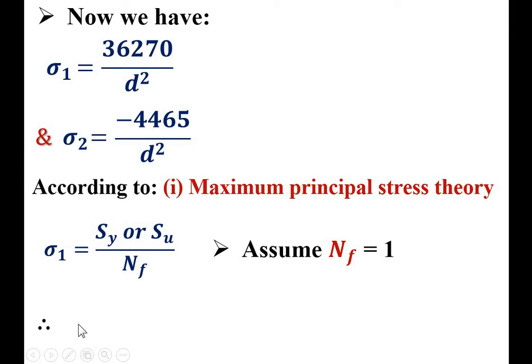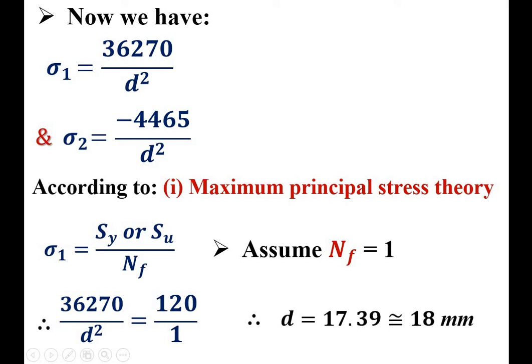So I can put it over here, is equal to Sy. That is also given to you in your description, that is sometimes known as SYT. That is given to you in your description as 120. Nf we have assumed 1. So if you simplify over here, then you will get diameter of the bolt. So it is 17.39. So approximately you can say it is 18 mm. So that is your first answer, diameter of bolt according to maximum principal stress theory. So make a box.